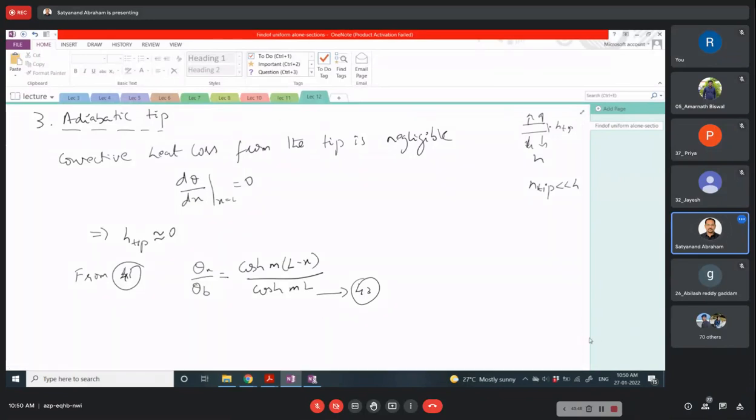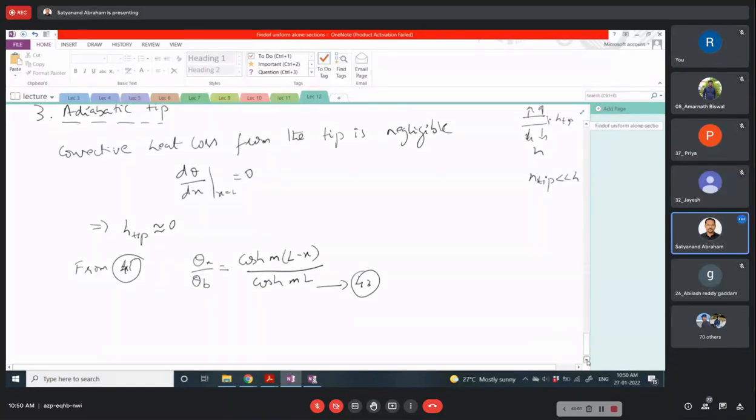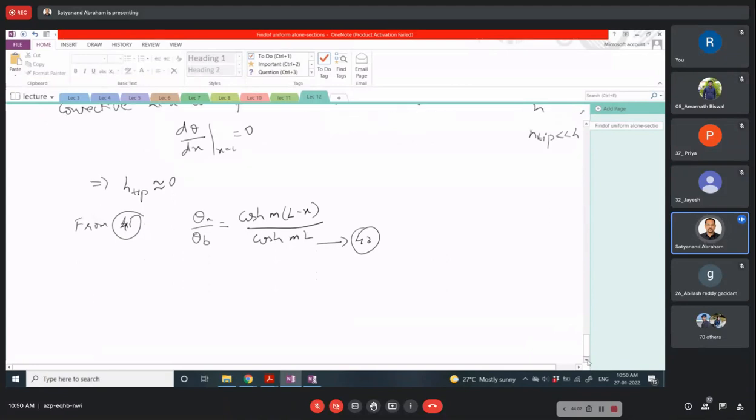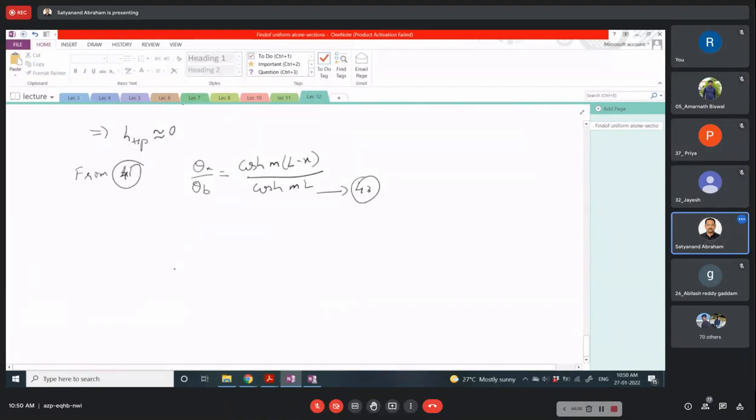Okay, yeah. So this is actually what the adiabatic tip temperature profile is going to be. It is actually very simple. You can derive it based on the boundary conditions. So now we know Q is equal to minus kA_c dθ/dx at x equal to 0. So you can put that directly.